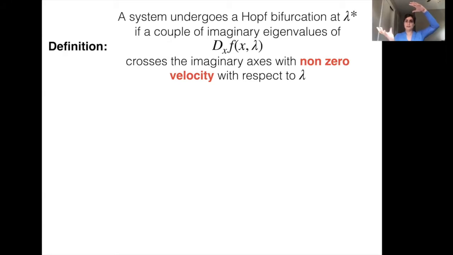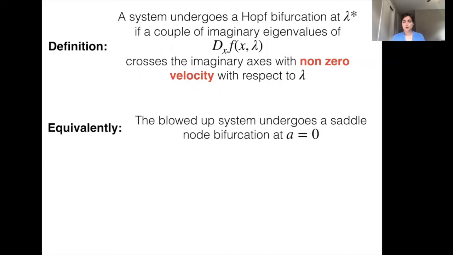So at the beginning, we had this really nice parabola coming up from the Hopf bifurcation. If we are not imposing the non-zero velocity, what we could have is a sort of cusp happening up. And so it's a degenerate Hopf bifurcation because our orbit doesn't nicely grow out from the bifurcation point. How does that relate to our new system in A and Z? What we ask is that the blow-up system undergoes a saddle-node bifurcation at A equal to 0.